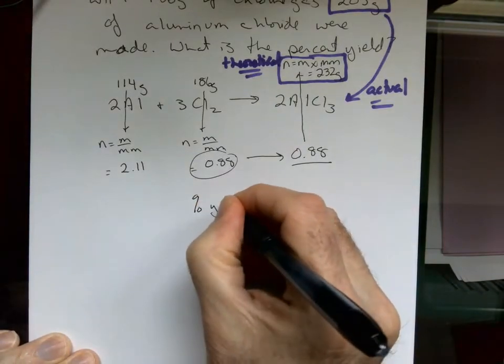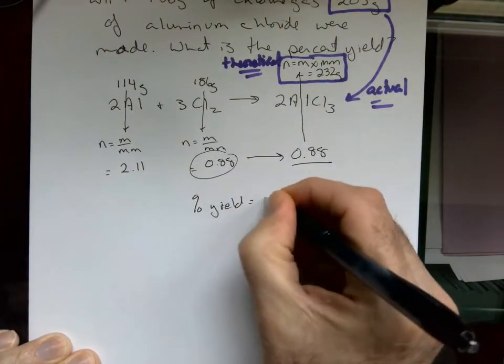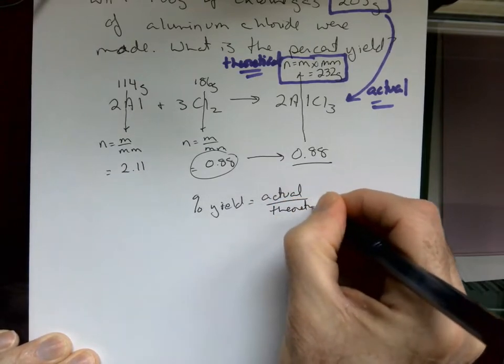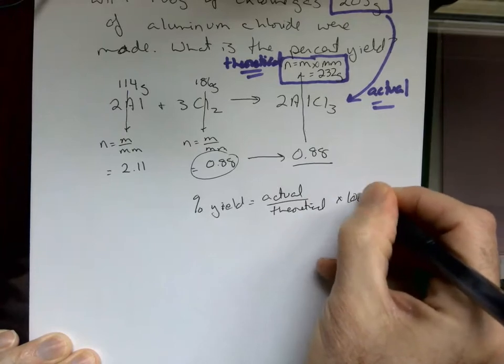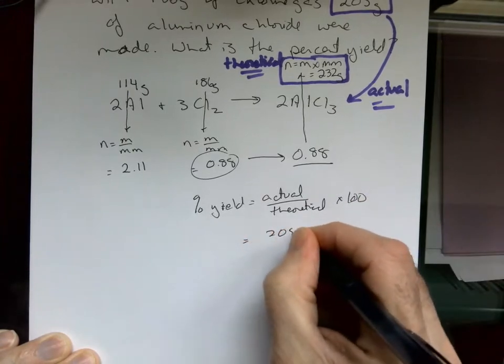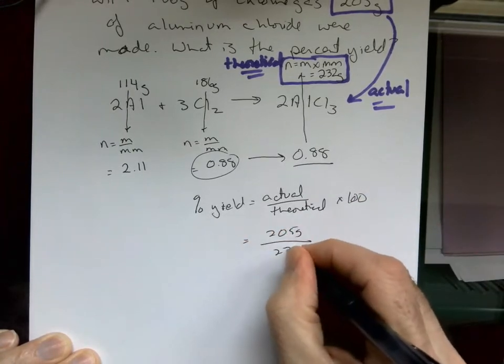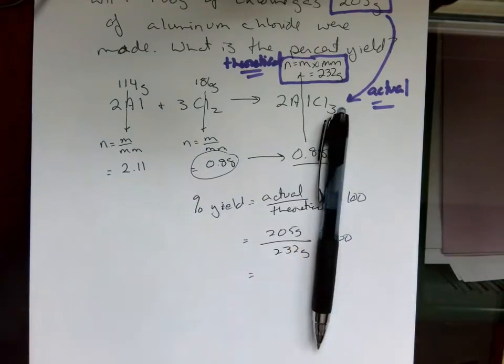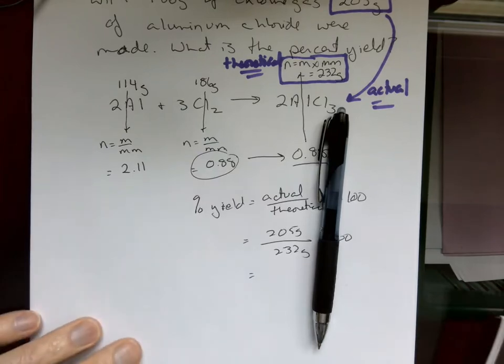Percent yield equals actual over theoretical times 100. Our actual was 205 grams. Our theoretical was 232 grams. Let's do that. 205 divided by 232 equals, that's 88%.